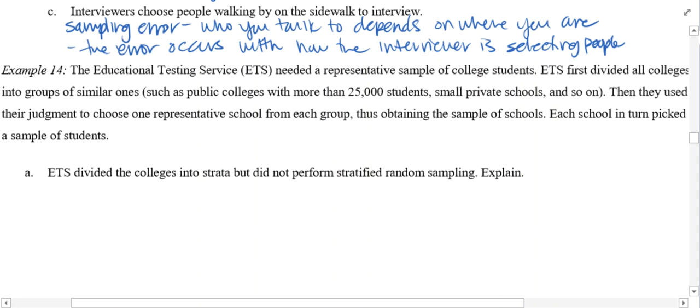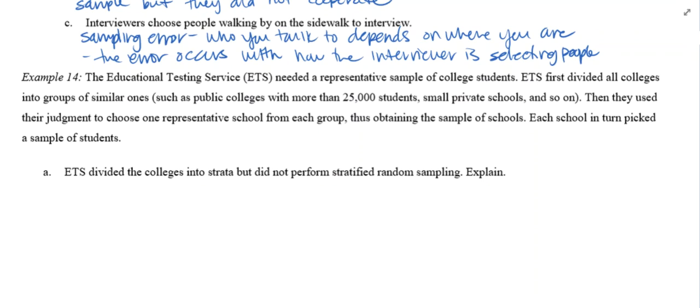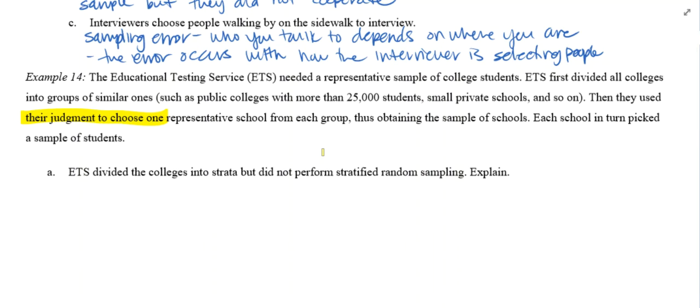Okay, what did they do? There's a couple errors here. So it's not wrong to divide all the colleges into groups of similar ones. That's a good strategy. Okay, so that's fine. But what did they do? They used their judgment here to choose one representative school from each group. Okay, so they were sampling one from each group, but they didn't do that randomly. They just chose one. That's how they got their sample of schools.